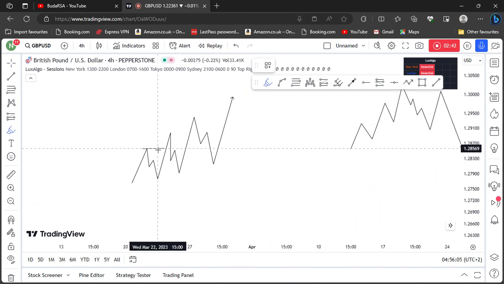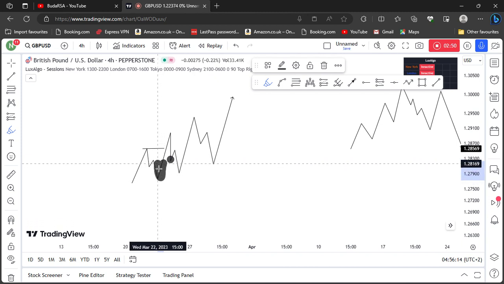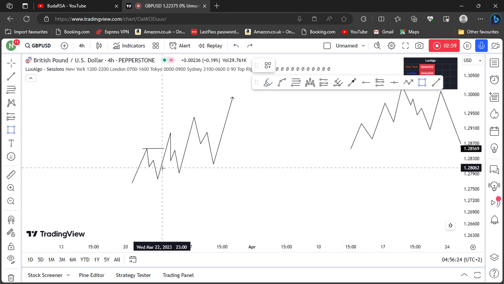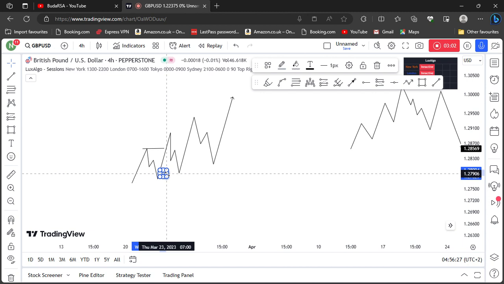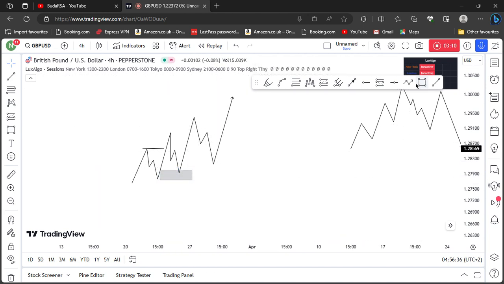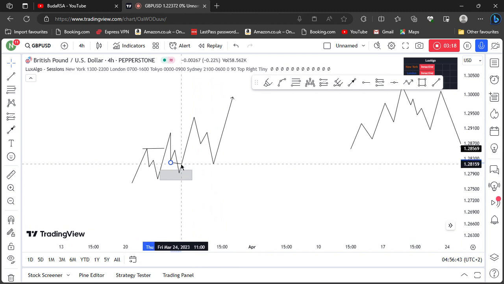See, now I see that my price left me some liquidity right here. I'm going to look for an order block below that liquidity, below that low that the price made on the retest. So I'm going to mark my order block somewhere in this region right here. Here's the liquidity that the price needs to take out, right?